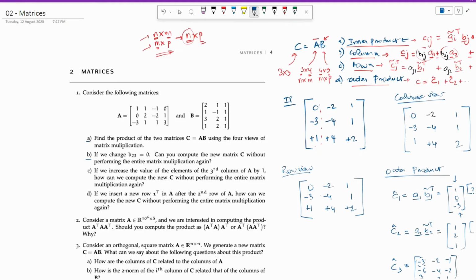You don't have to compute the whole thing again. What parts will you need to update now? If you tell me what parts, you'll have to explain also why that part. The B23 element has changed. Now, what all do we need to change in the C matrix? Do we have to change the first element, second element, C11, C12, or do we change the first column, second column, third column, second row, third row, fourth row, etc.?